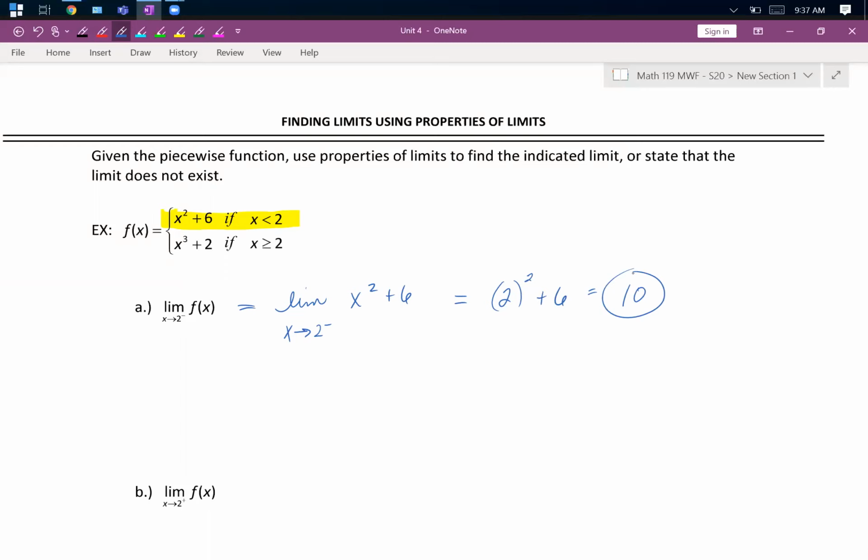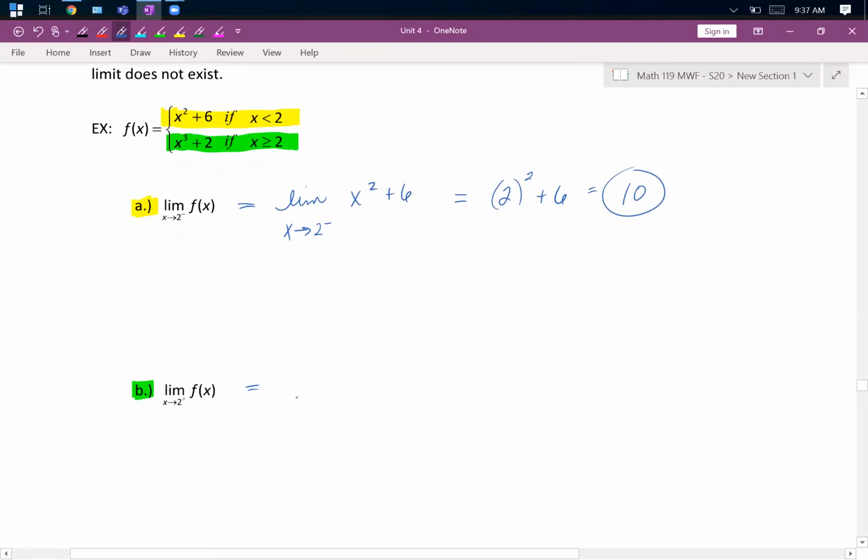In part B, we're finding the limit as x approaches 2 from the right. So we're looking at values that are slightly bigger than 2. So for the second part, we're going to use our second function. So this will be the limit as x approaches 2 from the right of x to the third plus 2. That's going to be 2 cubed plus 2, which again gives us 10.